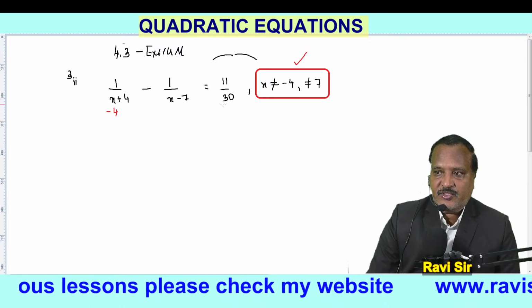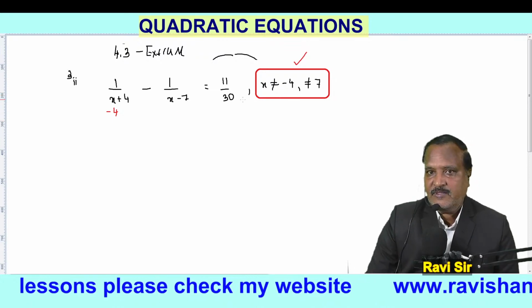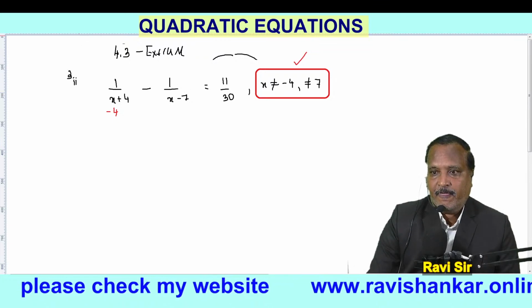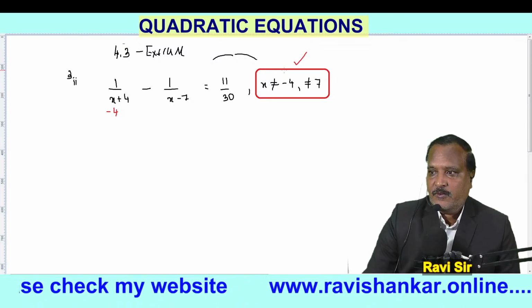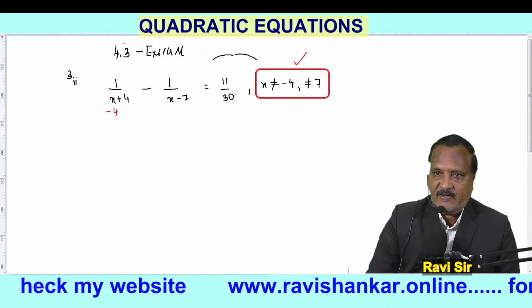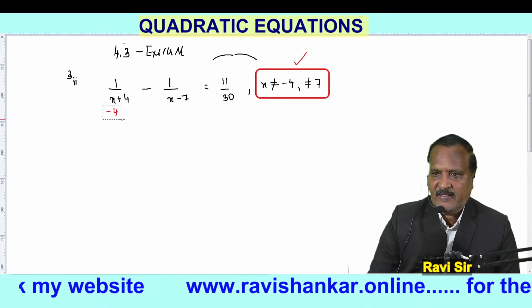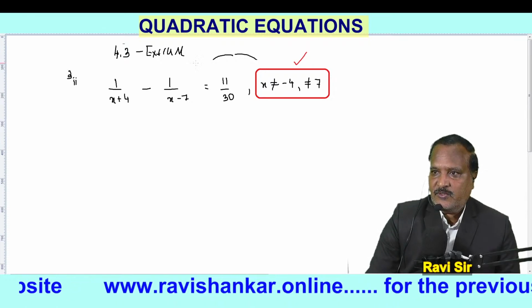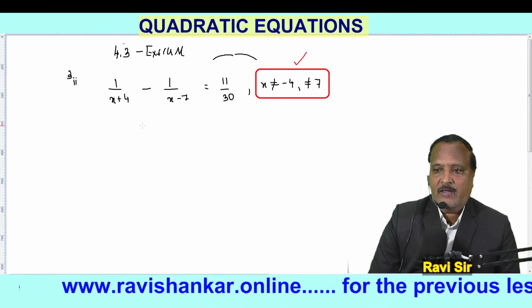So in this question, if minus 4 comes, there is no answer. Okay? So you can ignore this, right? If you understand, that is fine. Otherwise, you can ignore it. So now even this question is also not in the standard form.